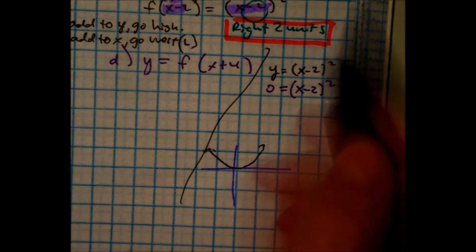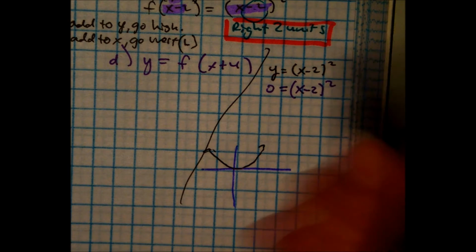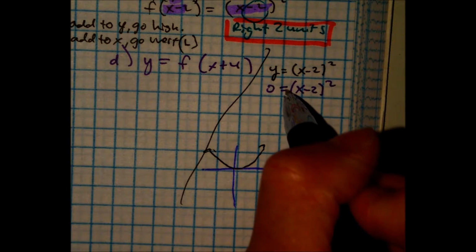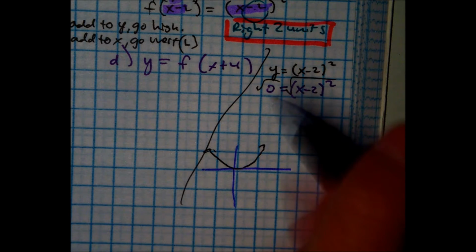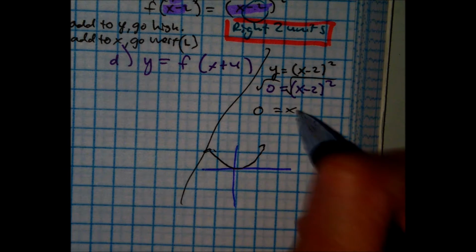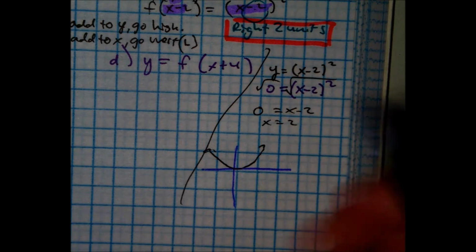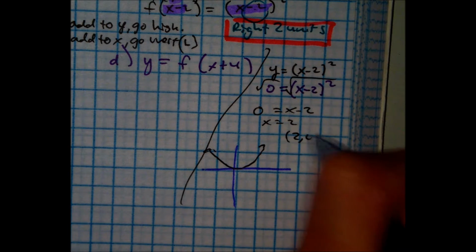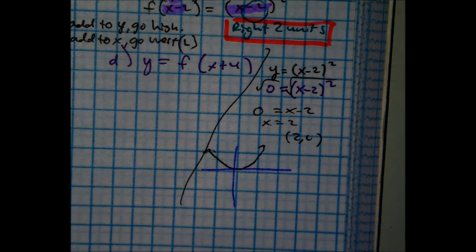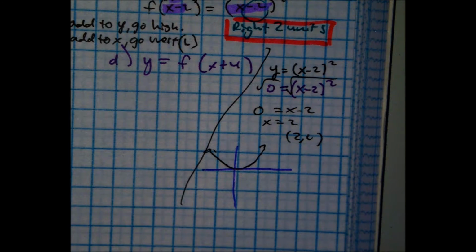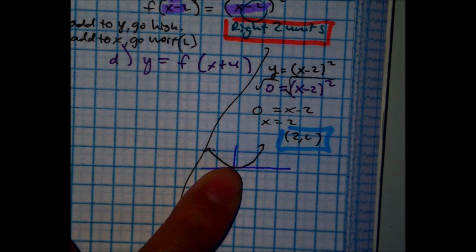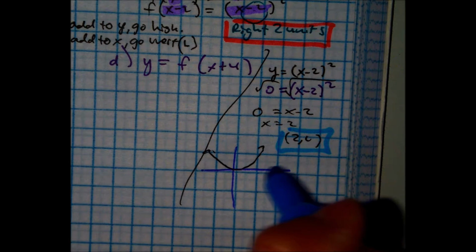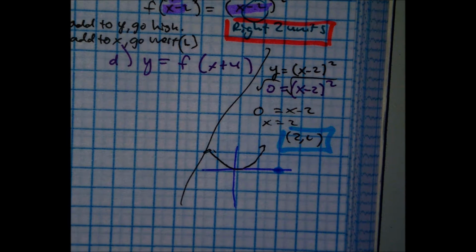Because then here, how do you get rid of the power 2? You're going to take the square root. Class, what's the square root of 0? 0. And then just add 2, x equals 2. So your ordered pair is 2 comma 0. Do you see that? If the ordered pair is 2 comma 0, and if your parent function is a quadratic, then the vertex is shifted over which direction? To the right.